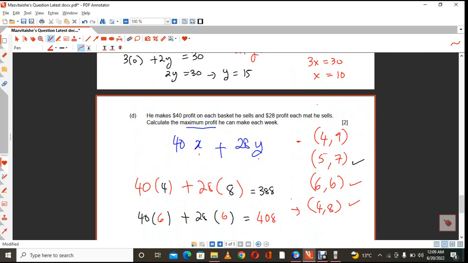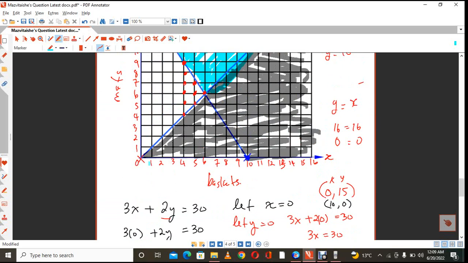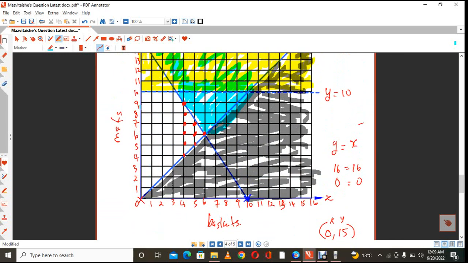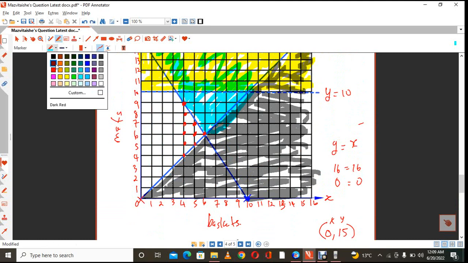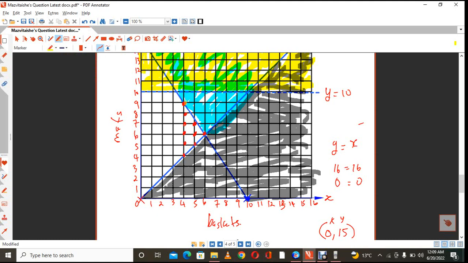Now I chose the other points at random just to make my point clear. Look at 4,9, and that point here, 4,9, is right here. Can you see that? Maybe you can't. That point is right here. So that point is on the edge. That's the point that we are going to look at.